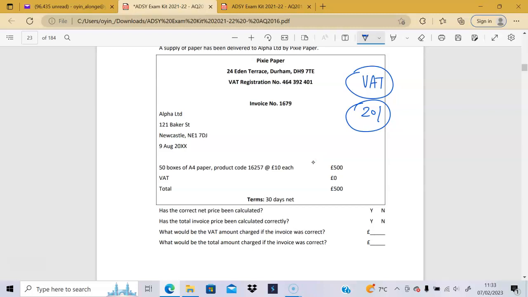So has this net price been correctly calculated? Yes, 50 boxes times 10 gives us 500. And then has the total invoice been corrected? No, because we are yet to sort out the VAT. And what is that VAT? 20% times the 500, which is 100. So really we should have 100 here, and so the total should not be 500, but the total should be 600. So the VAT, if the invoice is correct, should be 100, and therefore the total amount should be 600. And that is question 14.